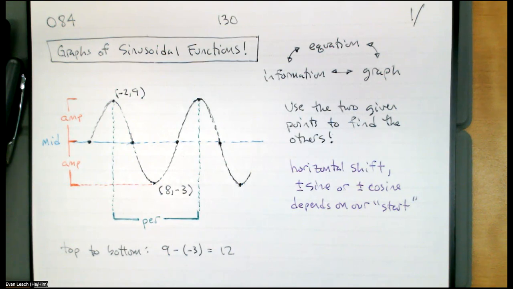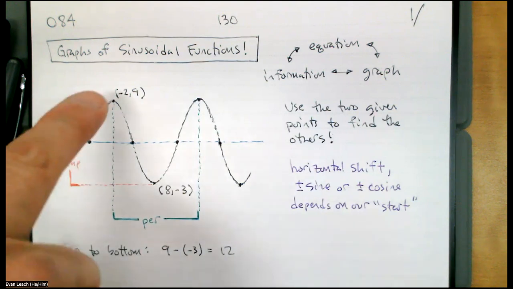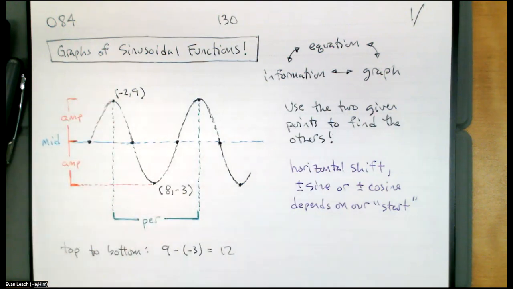The game we're going to play today is I'm going to draw part of a graph. Here's a part of a graph, and I'm just going to give you some information, and we're going to use that to figure out other points to get more information about the graph, and then use that information to write an equation. We're actually going to write a bunch of equations for this one graph.